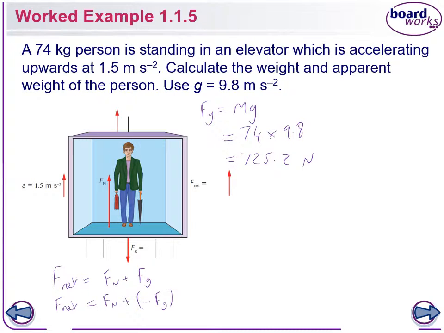So if we rearrange this again, we get Fn is equal to F net plus Fg. I've just added Fg to both sides. Now we know what Fg is, so let's get F net. Any idea how we get F net? I think I heard someone say ma. Good. We know the mass of the person and we know the acceleration of the person.